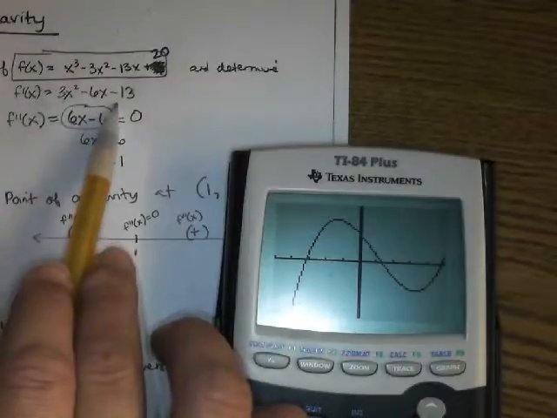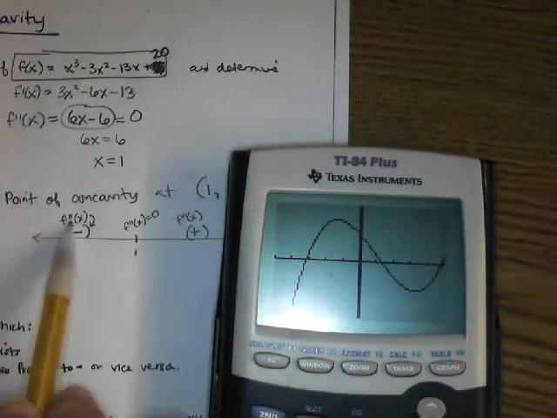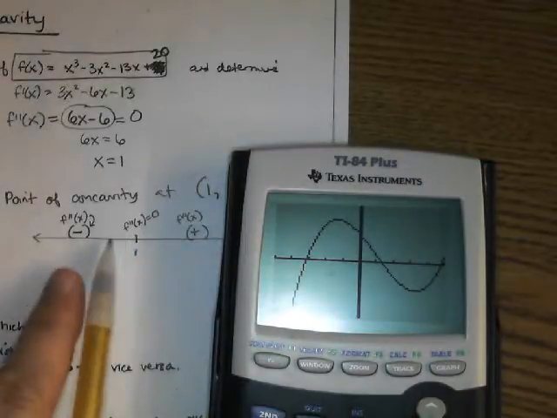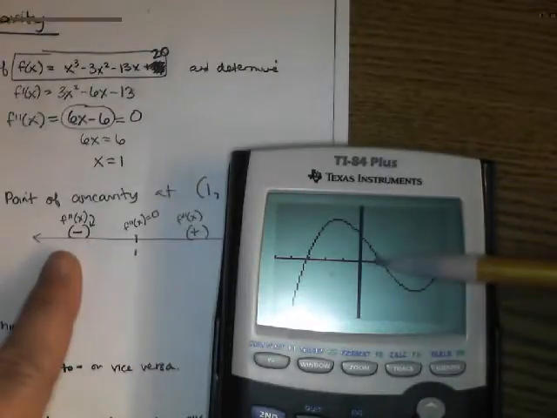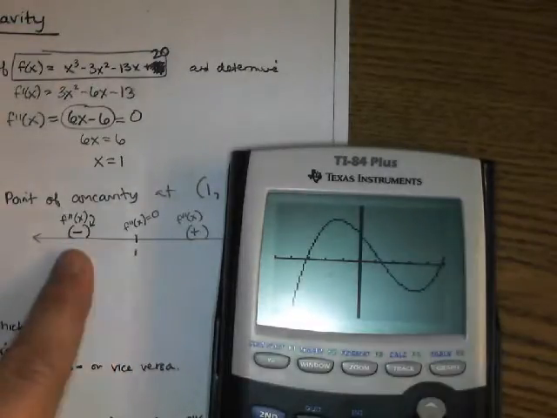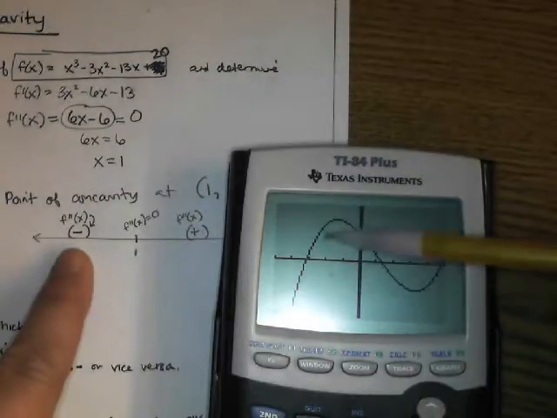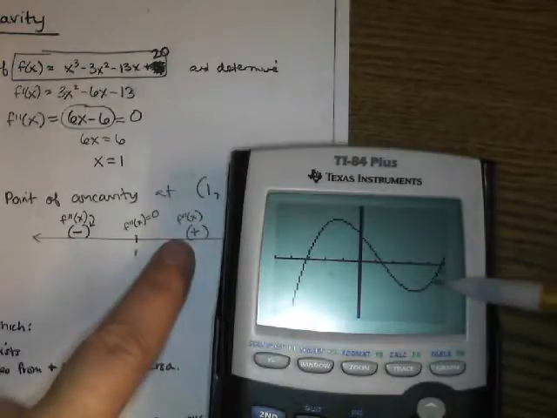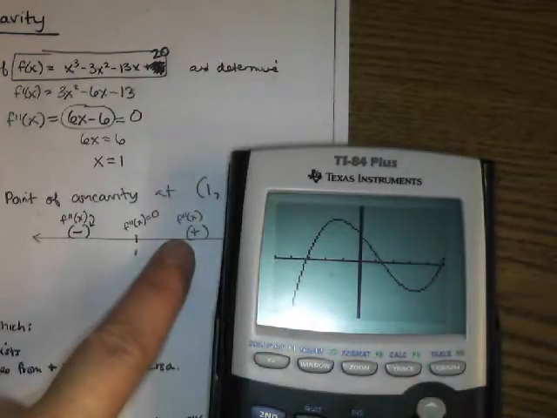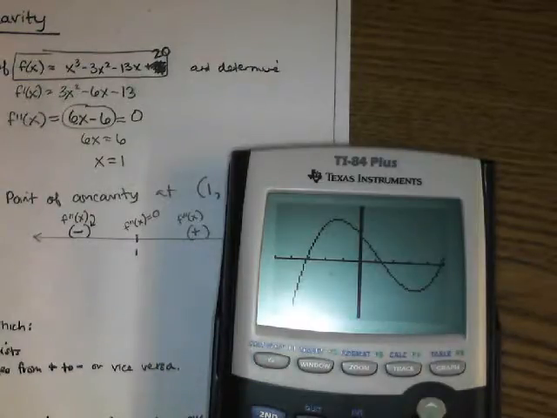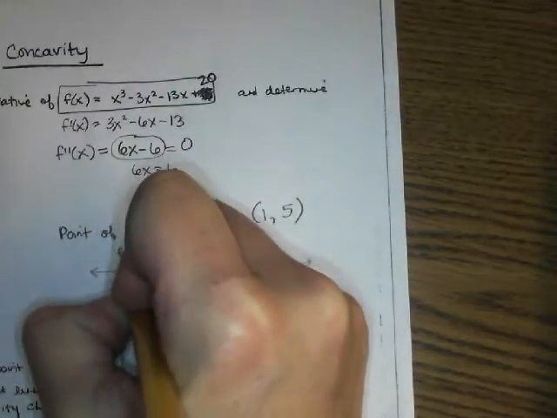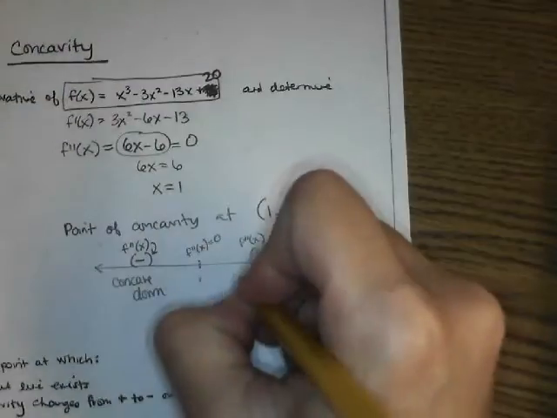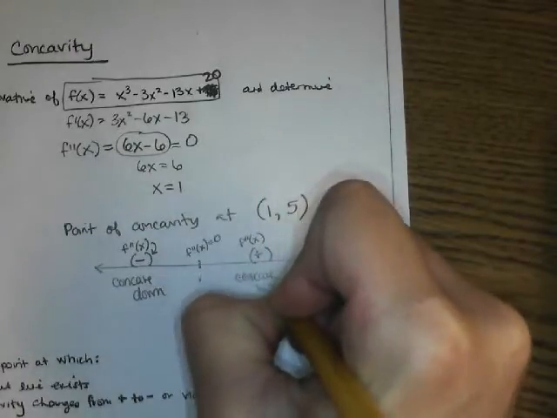When you're testing in the second derivative, you're not testing for slope. You're testing for concavity. So what this negative prior to 1 indicates is that prior to 1, this is concave down, hence the negative. After 1, the graph is concave up, hence the positive. Does that make sense? Okay? So concave down is what a negative second derivative means, and concave up is what a positive second derivative tells you.